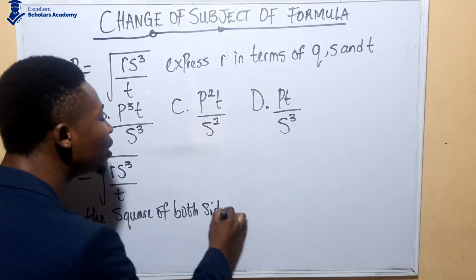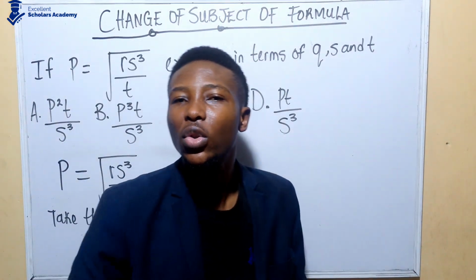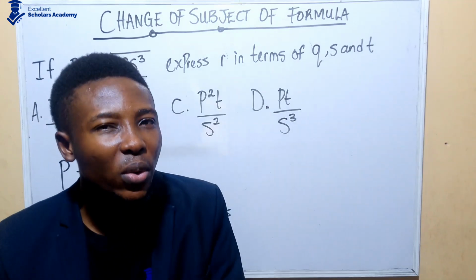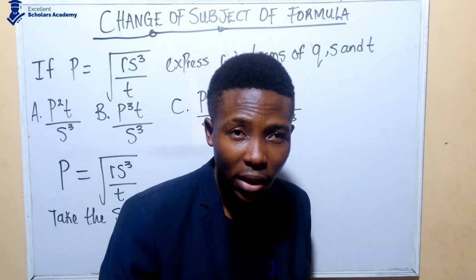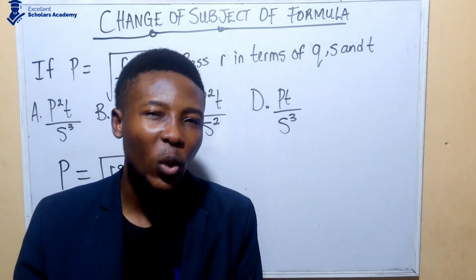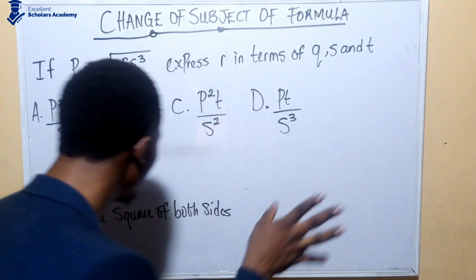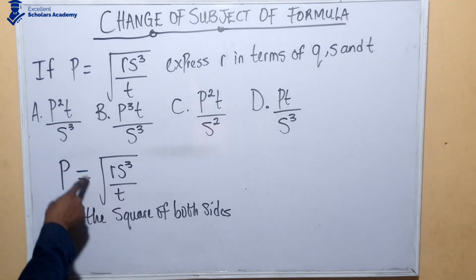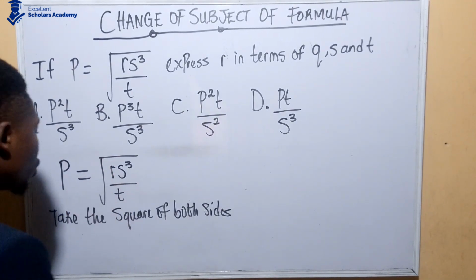Now, do you know why I'm taking the square of both sides? Because square can cancel square root and square root can cancel square. All right? Just like cube root can cancel cube and cube can cancel cube root. When we get to that, we'll see that. But now we are on square root. So square can cancel square root. So what does it become?